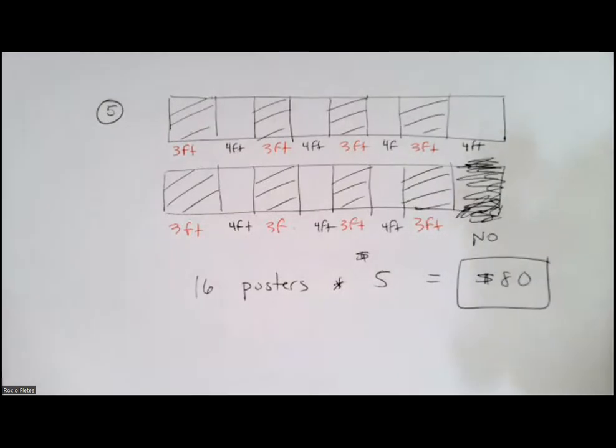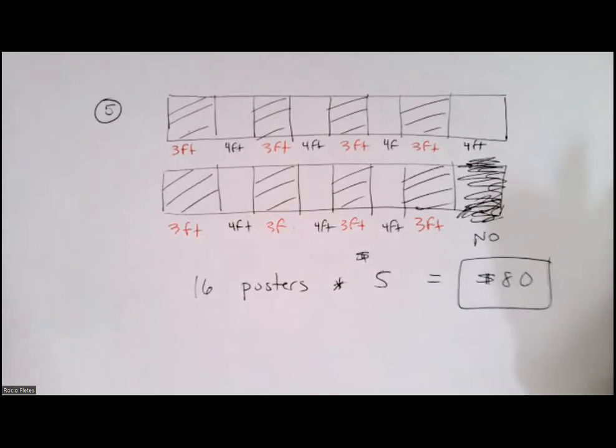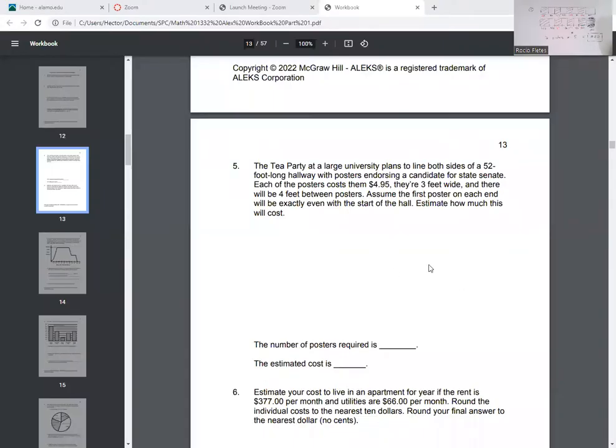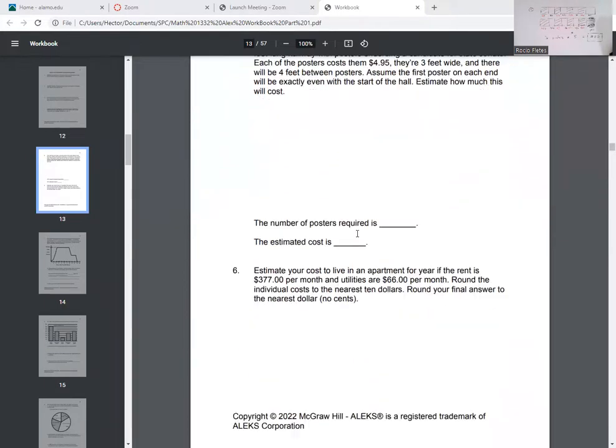All right? So that's one way you can solve this problem. And that's number 5. Okay? And so you will need about $80 to pay for this. That's the estimated cost, and you need 16 posters. All right, so that's number 5. Let's see. What else do we have here?